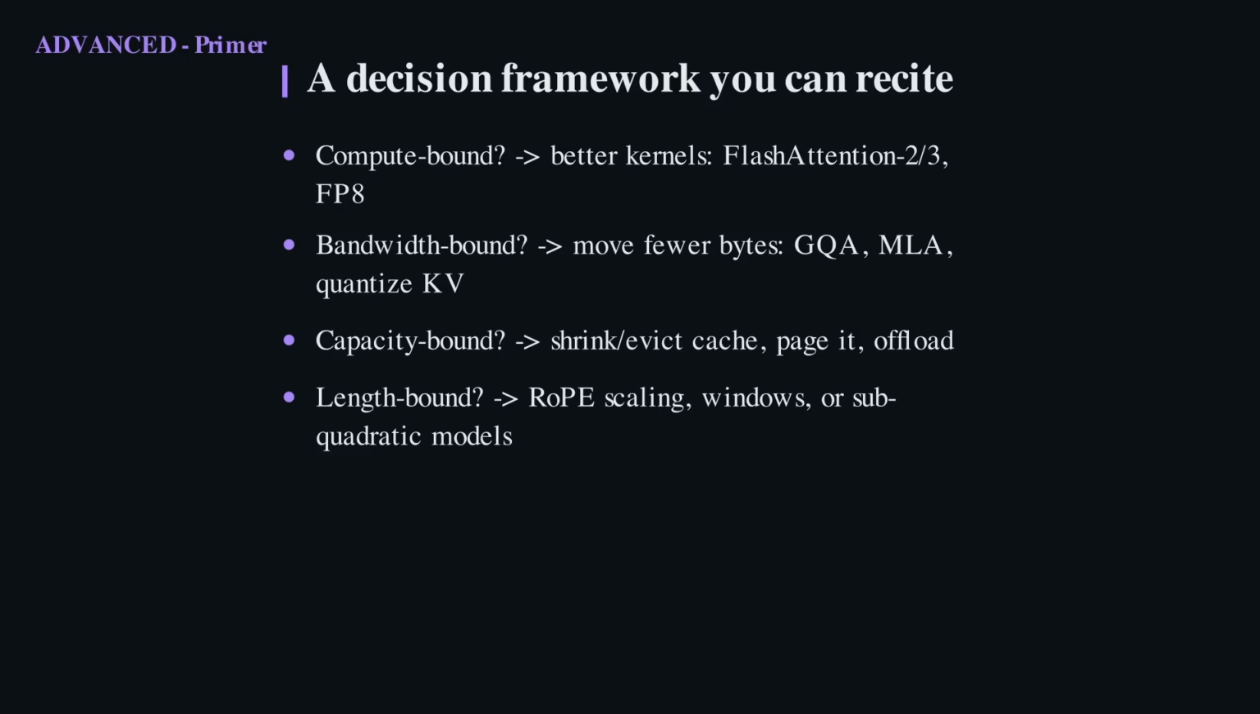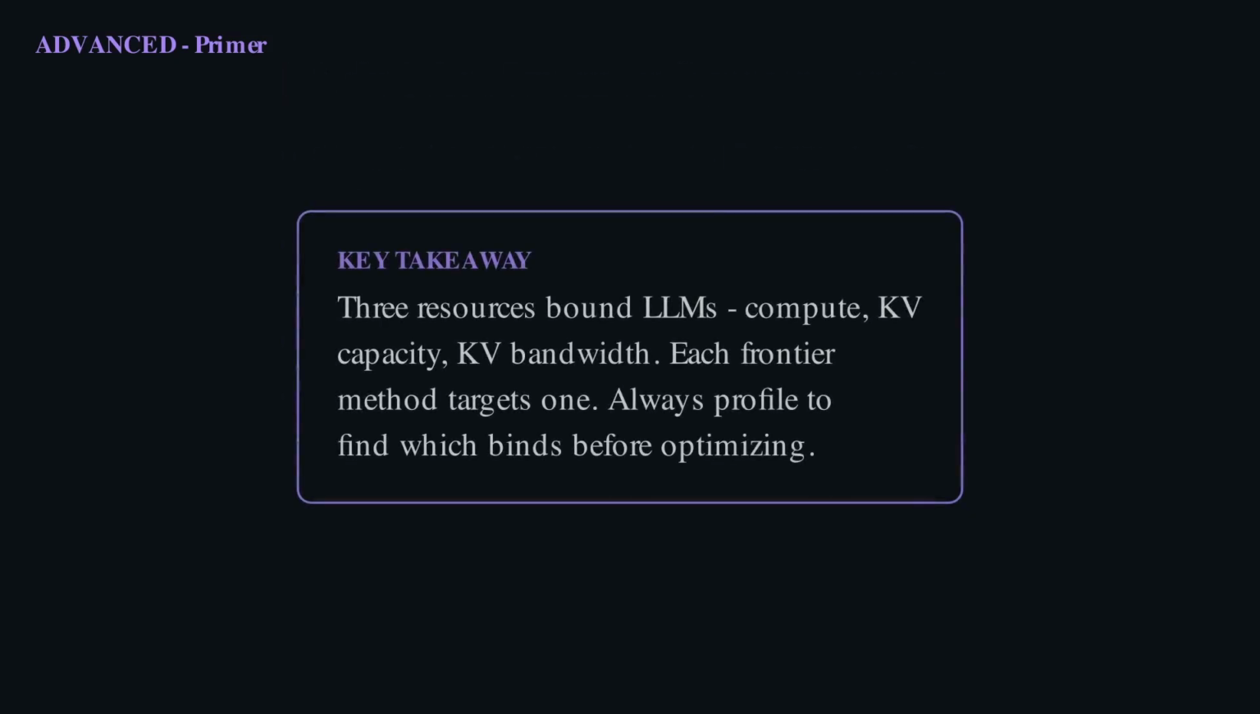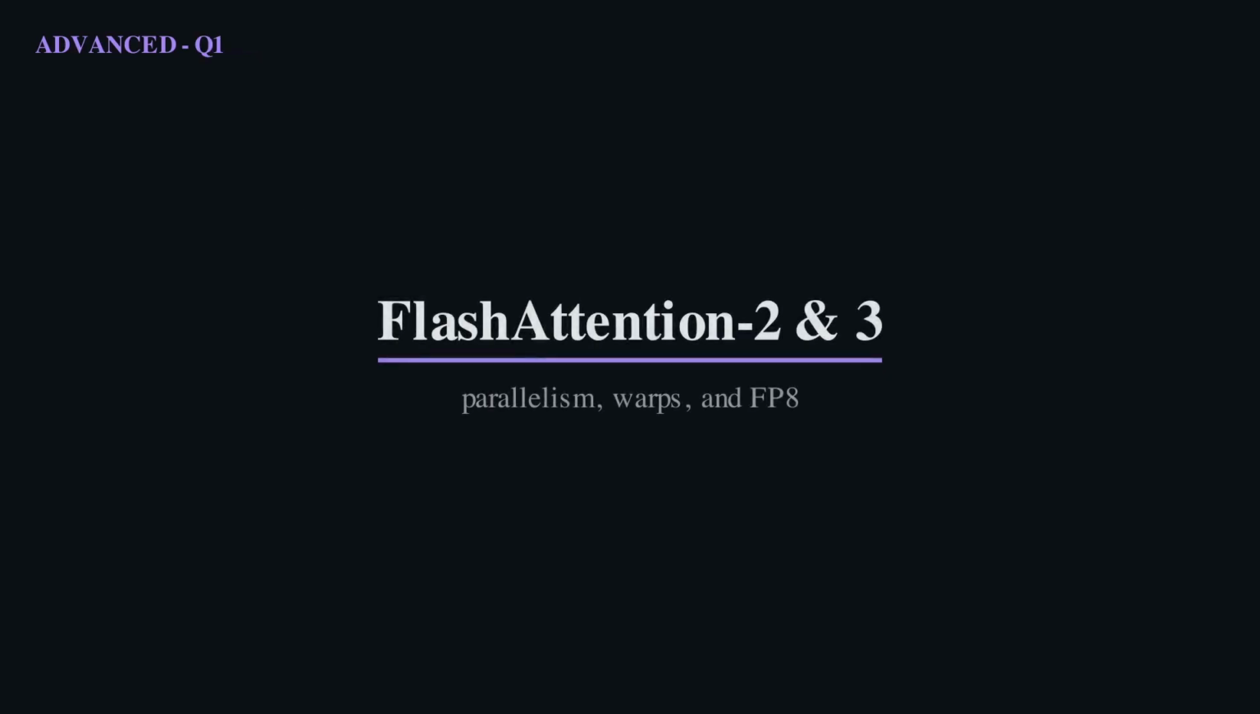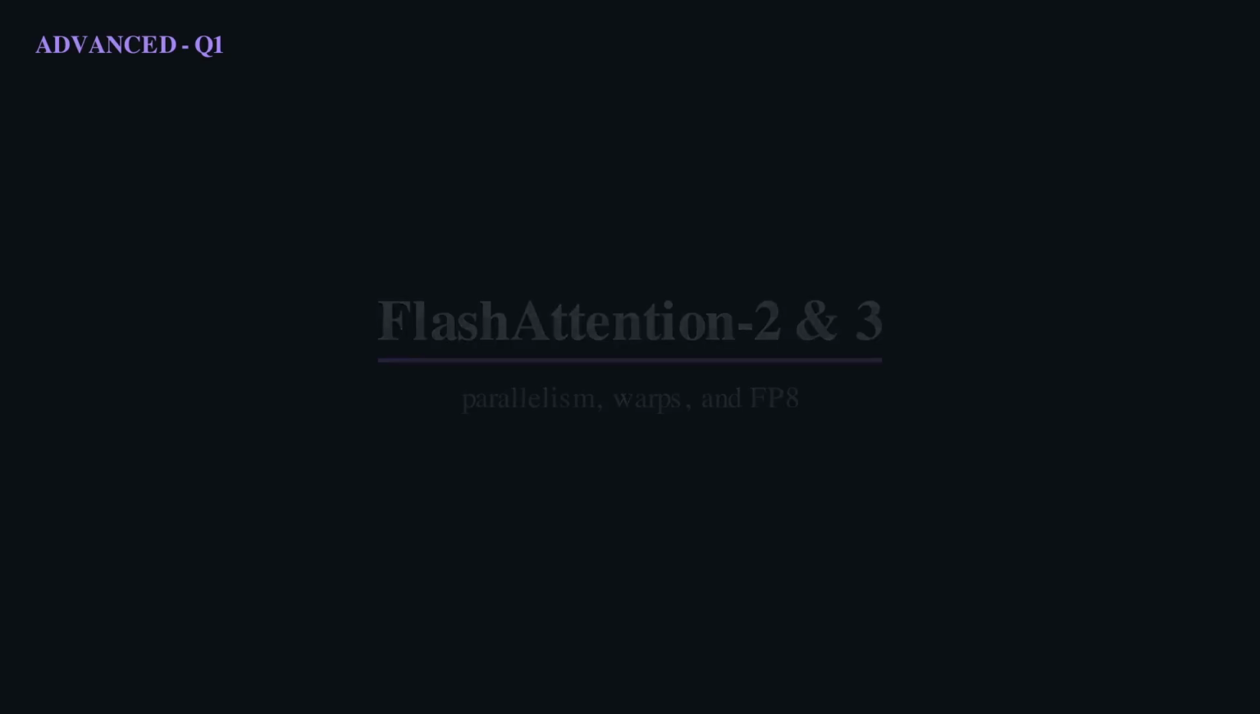Diagnose, then prescribe. Every advanced episode is one branch of this tree. Map the symptom to the cure. That's expert-level fluency. Name the bottleneck, then pick the tool. That is expert-level reasoning. On to FlashAttention-2 and 3. FlashAttention-1 cut memory traffic. Versions 2 and 3 went after raw GPU utilization, squeezing the hardware itself. This is where kernel engineering meets the transformer.